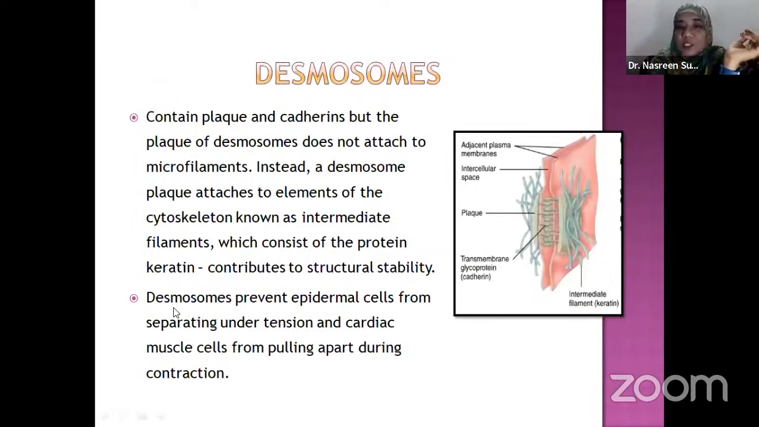Next you have desmosomes. Here the plaque and the cadherins are present, but they are not attached to the microfilaments; they are attached to the cytoskeleton. They are not attached here, but they are attached on this side. You can see here on the sides. They are attached to intermediate filaments, not to the microfilaments. And these are going to give structural stability to the cell.